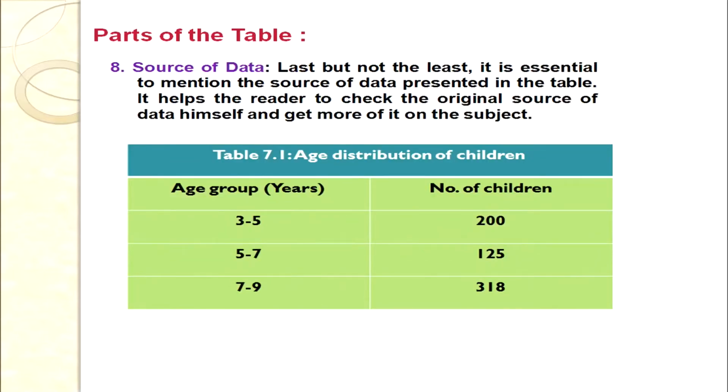Next, most important, source of data. I am making a table and have not written from where the data is being taken. No importance will be given to the table because originality could not be checked. So, source of data. It is essential to mention the source of data presented in the table. It helps the reader to check the original source of data himself and get more of it on the subject. So, if I want to get more knowledge, if I want to know more, then what I am going to do? I am going to look for that particular site or look for the particular reference, log in, and I will get more information about that.